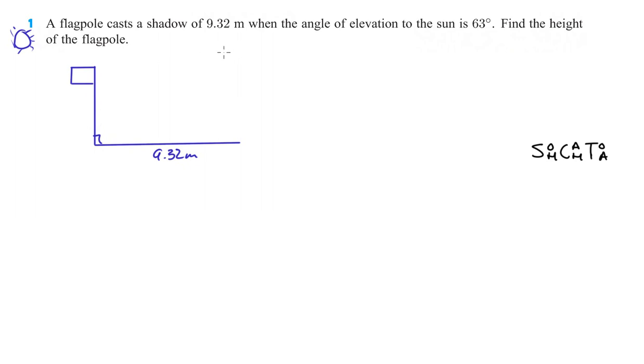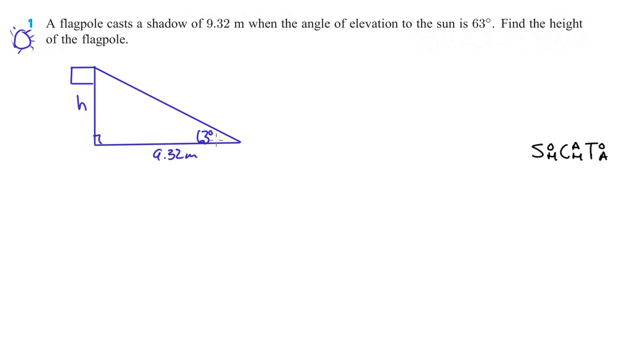Now it says when the angle of elevation to the sun is 63 degrees. So the angle of elevation would be this one, this angle of elevation. So if you hold your hand straight out and you go up, it's going to go up 63 degrees. As you can tell, my drawing here is not to scale, because that would mean it would be over here, but that's all right because we're just getting this so that we can set stuff up. Find the height of the flagpole. So that's what we're looking for.